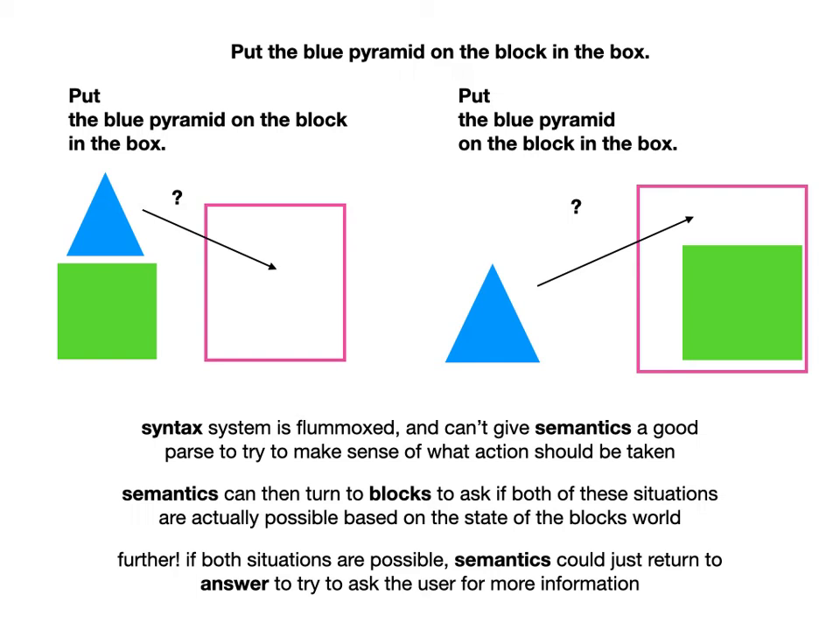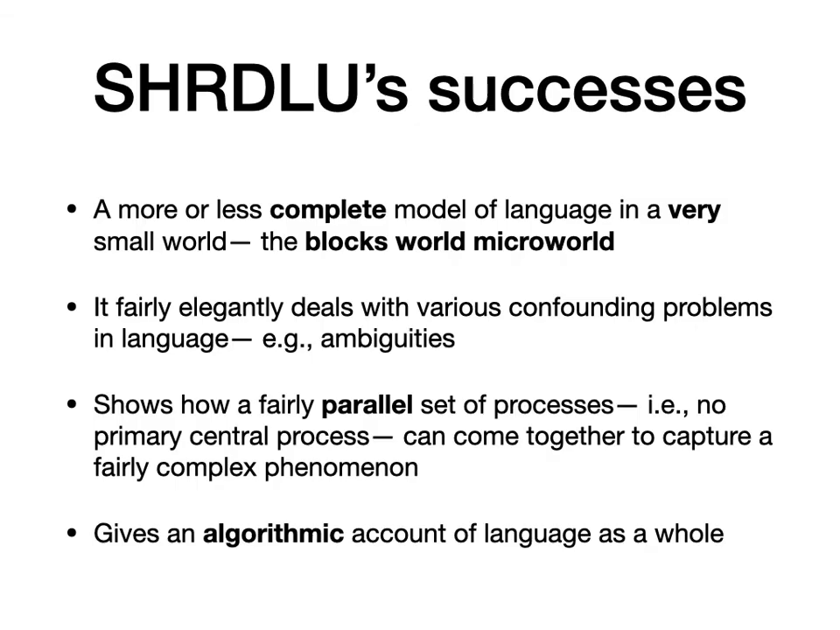So this is an example of how SHRDLU's structure of being a multiply connected set of various subroutines is able to help with things that normally would cause a lot of grief when you're thinking about things purely from a one-dimensional language parse angle. So SHRDLU had some good successes here, I think. It's more or less a complete model of language in a very small world, the blocks world, micro world. It fairly elegantly details the confounding problems in language.